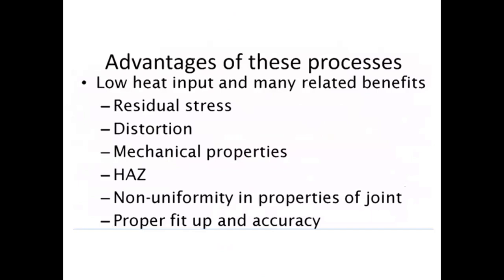Non-uniformity in properties of joint, right? Because they are not completely melting, right? This comes off as kind of disadvantage actually. There's non-uniformity in properties of joint, proper fit and accuracy, right? Because the control that is required would be very limited, right?